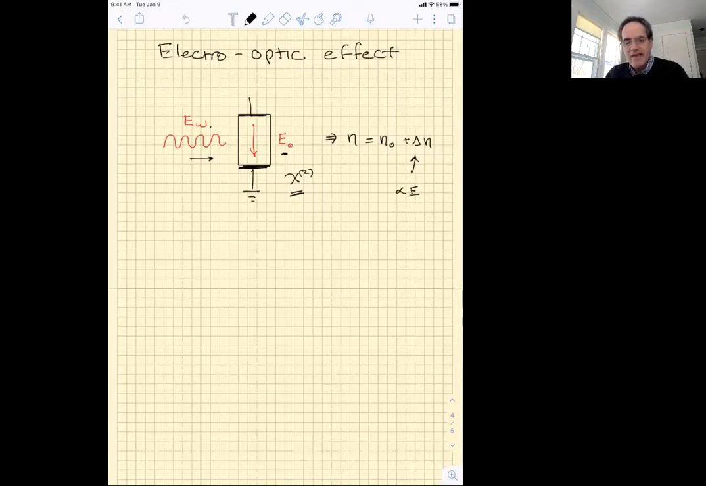Okay? This electric field dependence of the index of refraction is a small effect, but it can be used to make some really interesting devices like ultra-fast optical shutters and modulators. And one of the experiments that one group will do will explore the electro-optic effect.